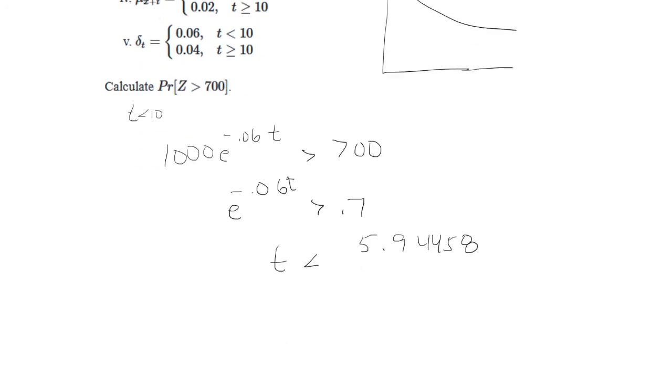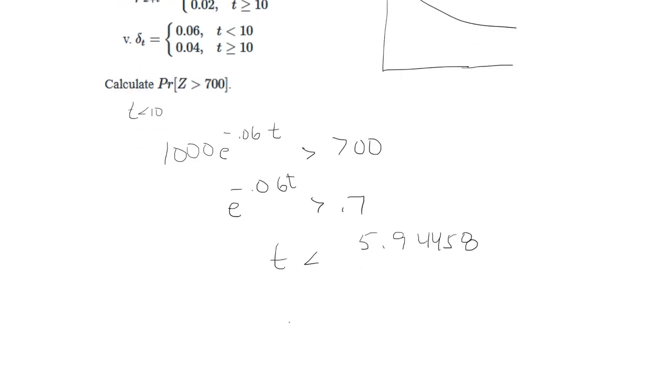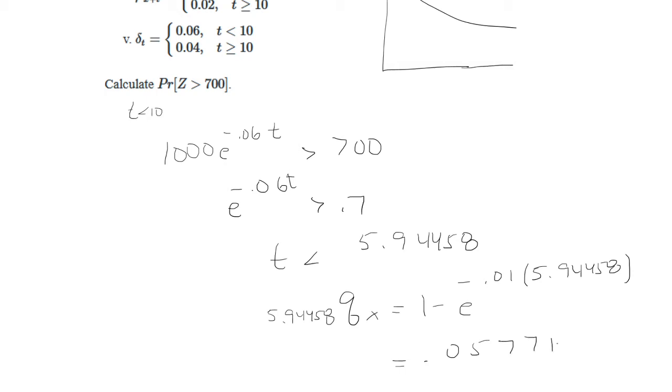Now this is the probability that someone will die before 5.94458. We started at what age? X actually, so they didn't specify an age. But we don't care what age it is because the force of mortality is constant. So that's 1 minus e to the negative 0.01 times 5.94458. And we calculate this to be 0.057713. So that's one of the answers that we need.